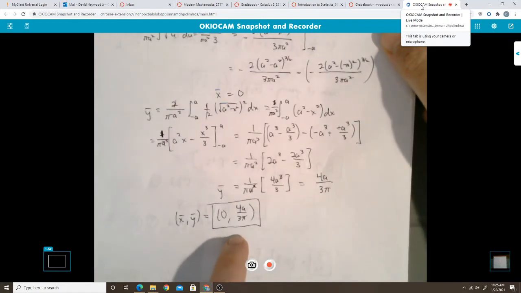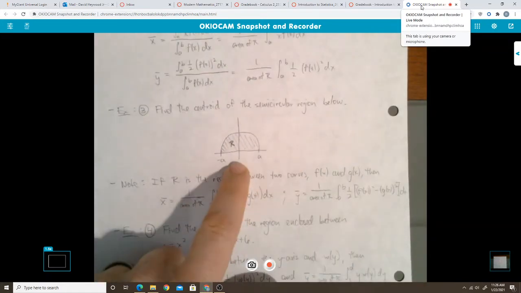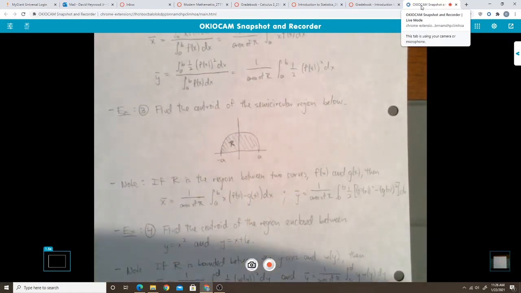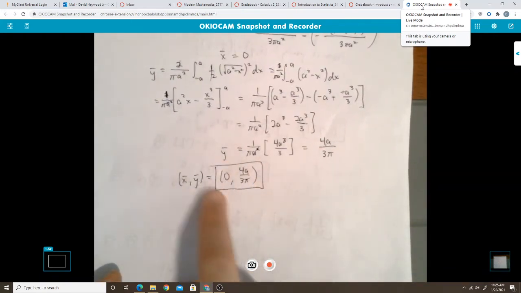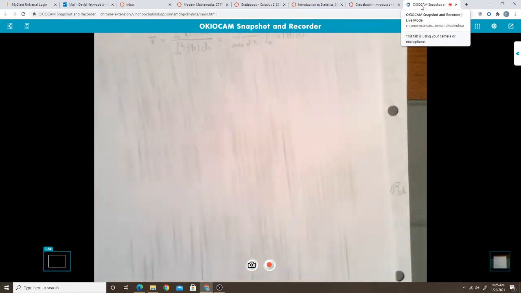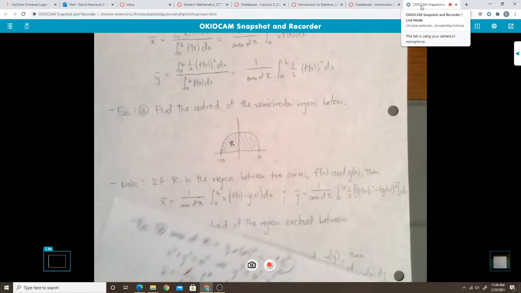So we just finished example 3. We found the centroid of that semicircular region there. Given any radius a, this is going to be the centroid of that upper half of a circle. So that's kind of cool.